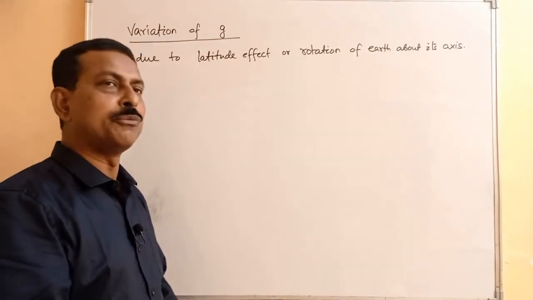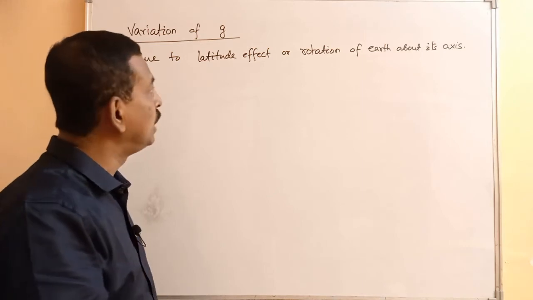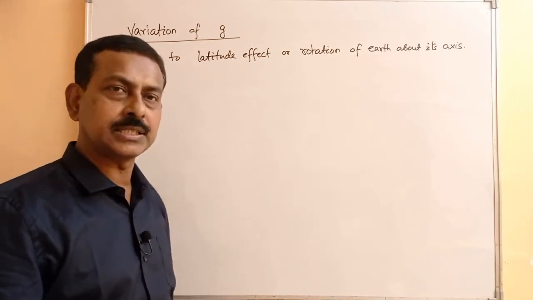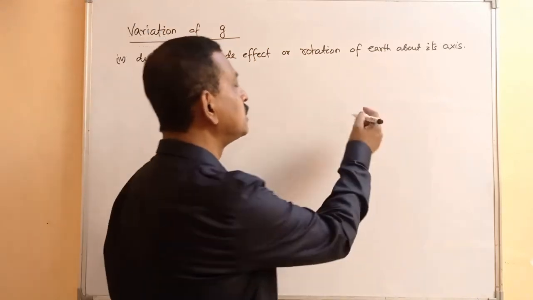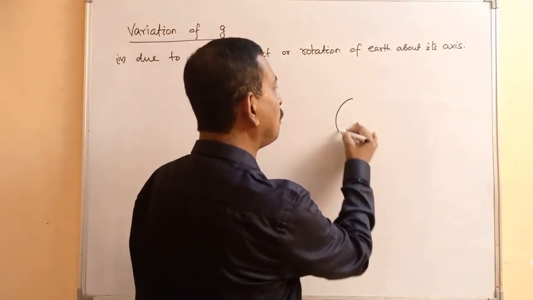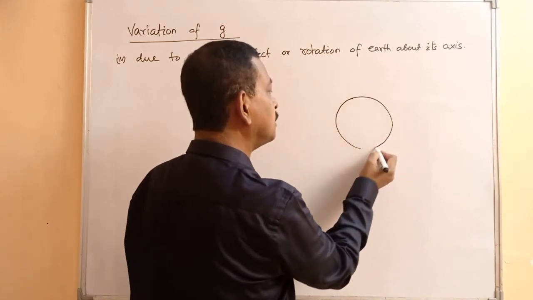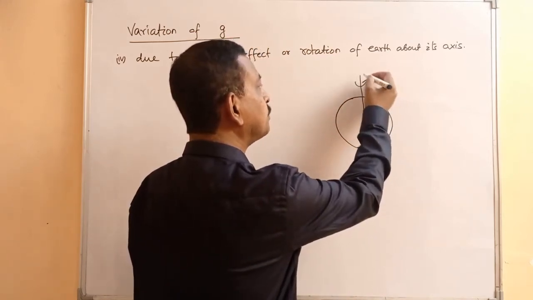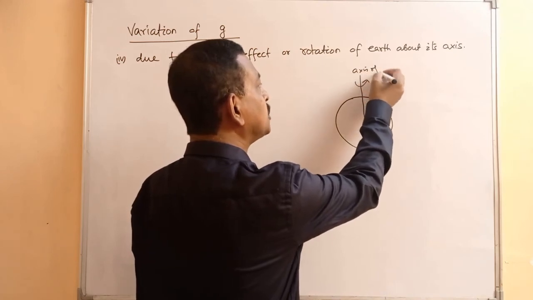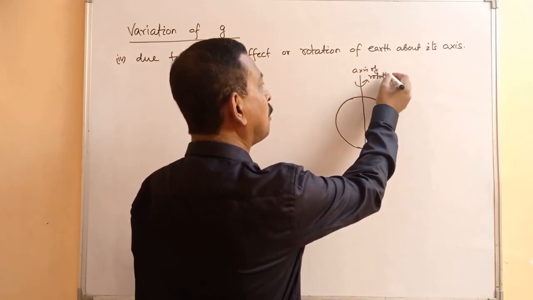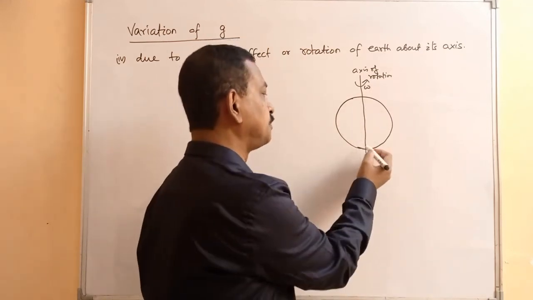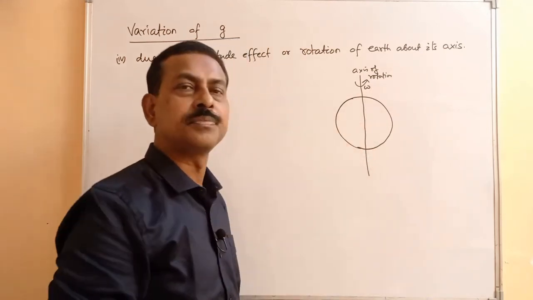Let's now take the variation of g due to latitude effect, or due to rotation of Earth about its axis. Now here, suppose we assume that this is Earth, this is the axis about which it is rotating, this is the axis of rotation, and suppose omega is its angular speed of rotation about its axis.